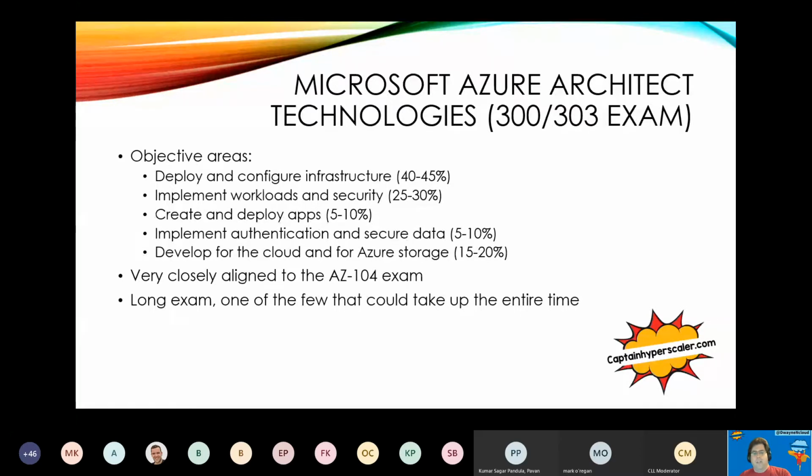But when you look at the percentages and you think about, say, a 50 question exam, 40 to 45% of that is on deploying and configuring infrastructure. So you figure close to half of your exam questions may be around that particular piece of how you are being tested on that exam. Then implementing workloads and security, 25 to 30%, are big on that.